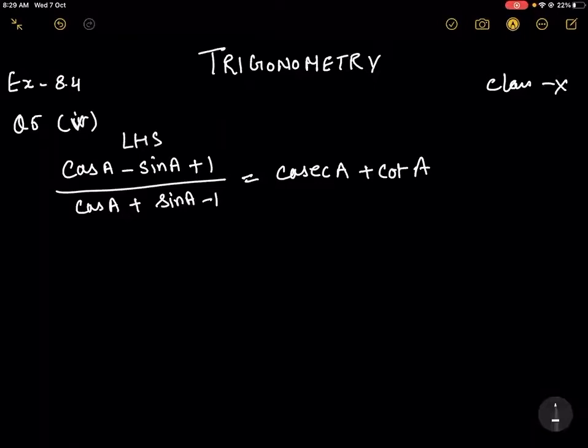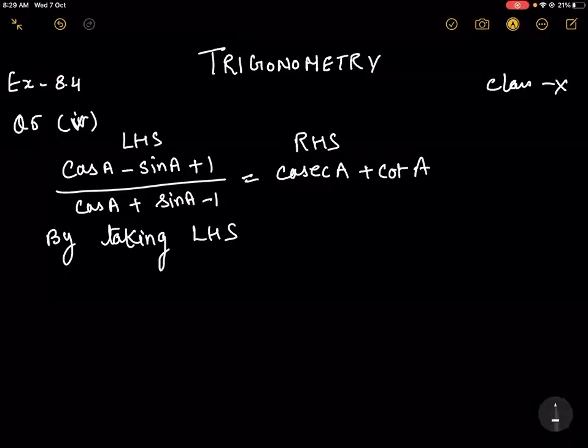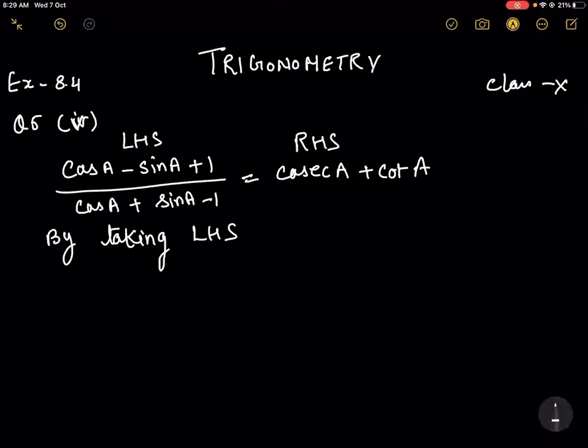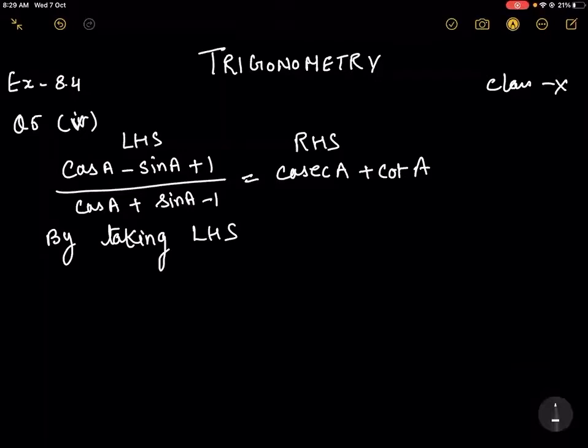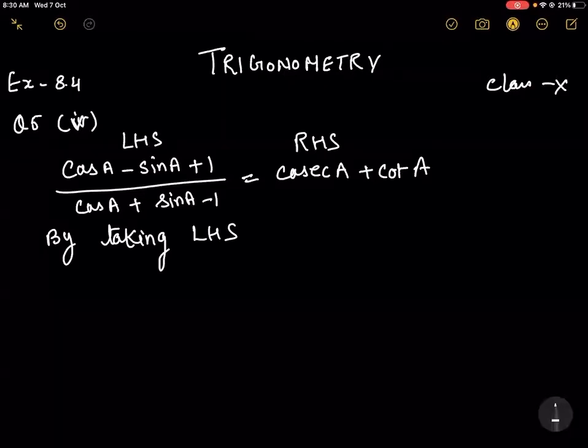This is LHS and this is RHS. By taking LHS, here you can see, students, LHS is in the form of cos and sine and RHS is in the form of cosec and cot. We are going to try to convert LHS in the form of RHS by dividing all the ratios by sine A.